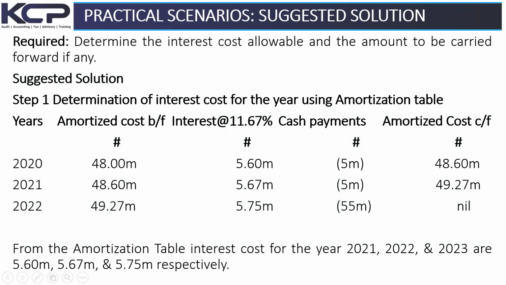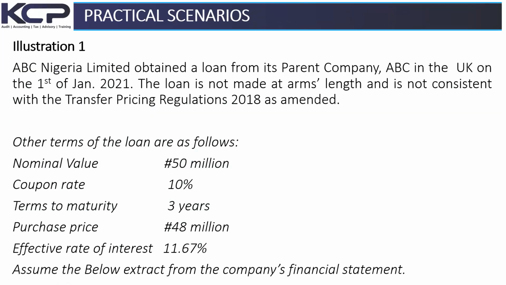So our requirement is that we are required to determine the interest cost allowable and the amount to be carried forward, if any. So the very first thing is, let's determine the interest cost, first of all. If you go back to the question, you remember that the nominal value is 50 million. The coupon rate is 10%. The terms to maturity is 3 years. The purchase price is 48, and the effective interest rate is 11.67.